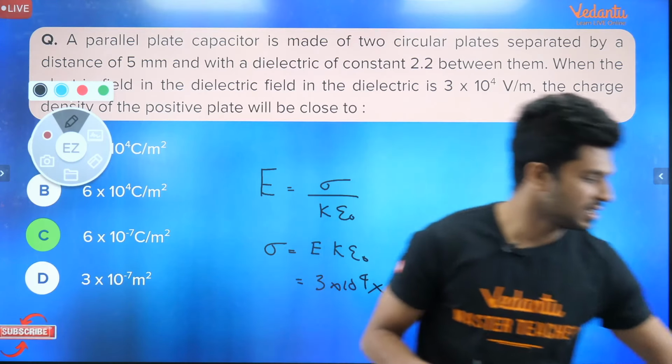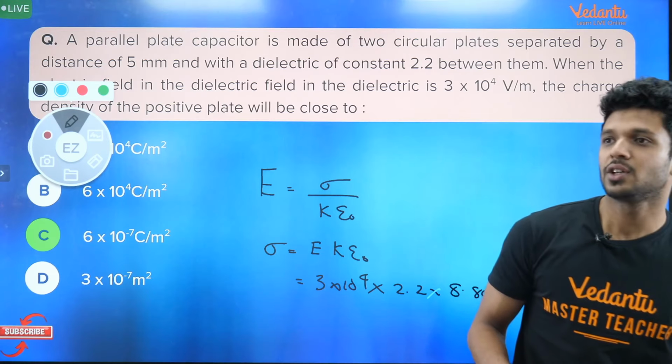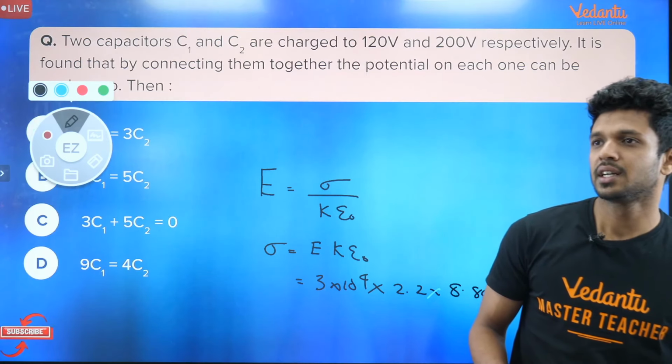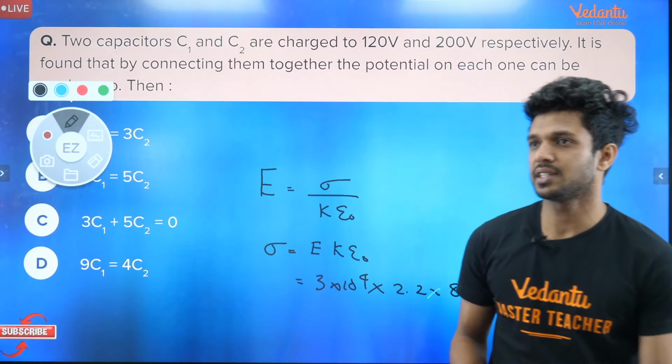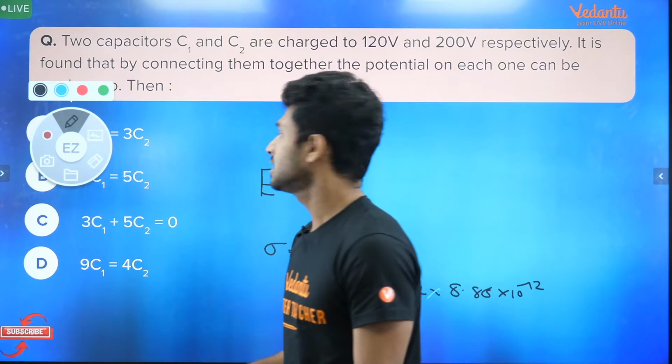Okay, Pratiksha is there, marked and clear for her. So let's move forward. All good? Okay, so we have the next question. What is there in the question?